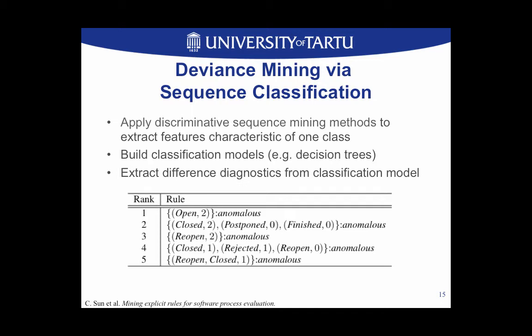So that's pretty much the state of the art as far as deviance mining goes. If you have a deviance mining problem in process mining, you just run sequence classification techniques and they come up with a bunch of rules that tell you when the case is good and when the case is bad. And typically this involves a combination of sequence mining techniques where you extract association rules in essence, combined with decision trees.